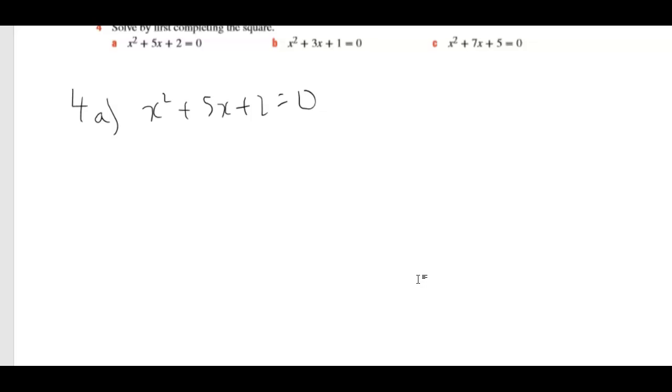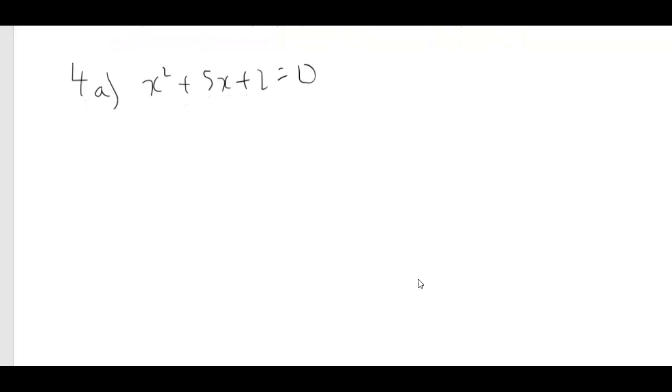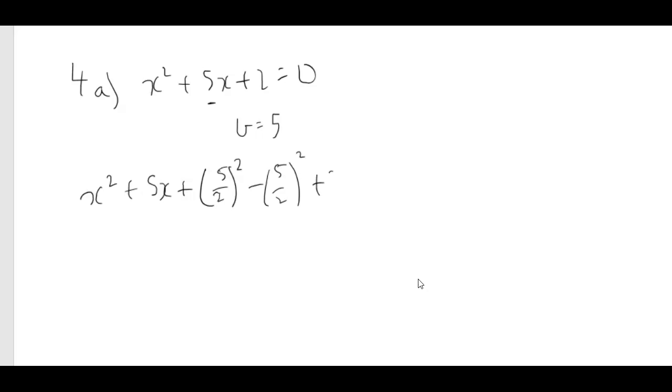So let's scroll. Okay, so when we're completing the square, we identify b. So in this case, b is equal to 5, b just being your coefficient of x. And we write the first two terms. We add 5 on 2, so b on 2, and we square it. And then because we added something, we've got to take it away. And then don't forget the plus 2 on the end, and we'll let that equal 0.